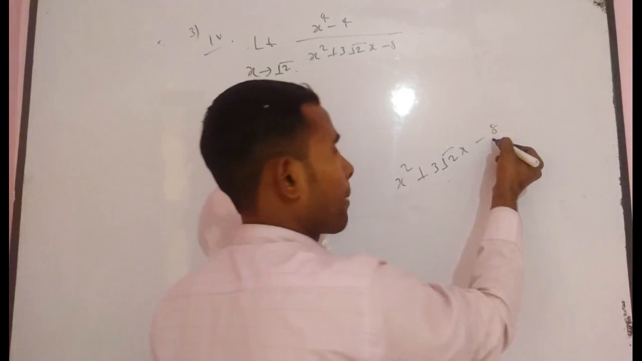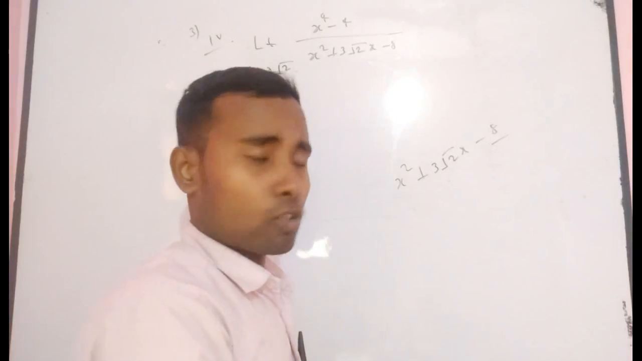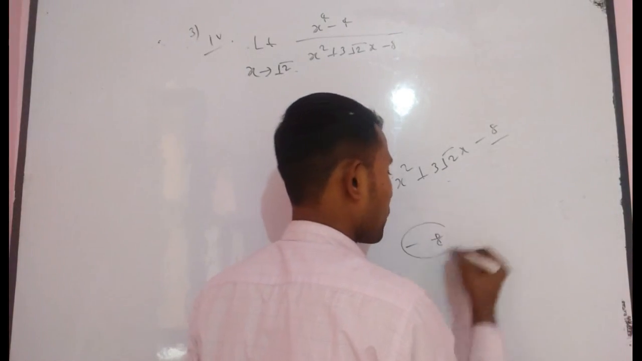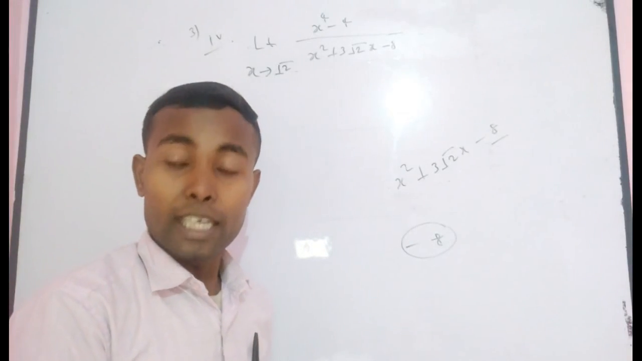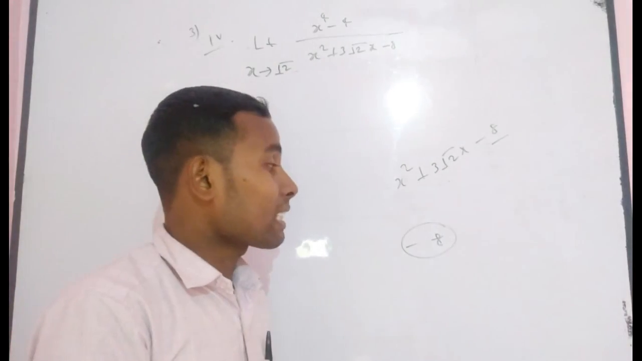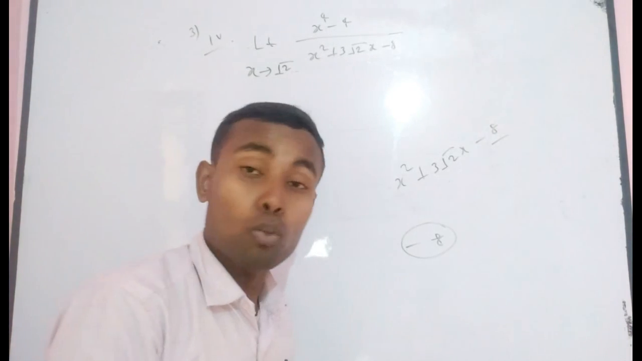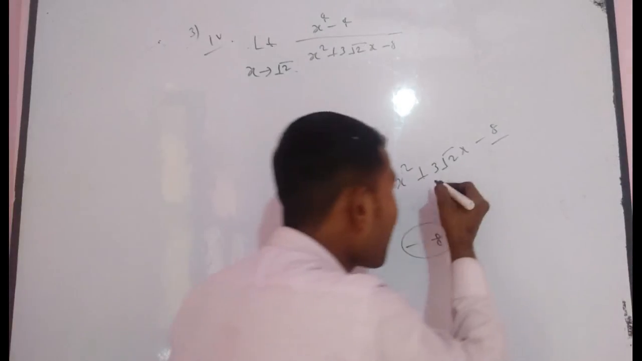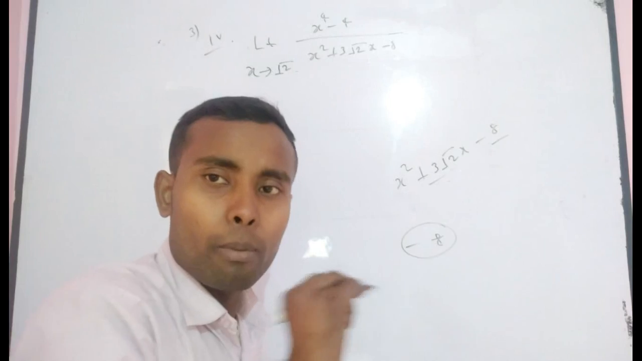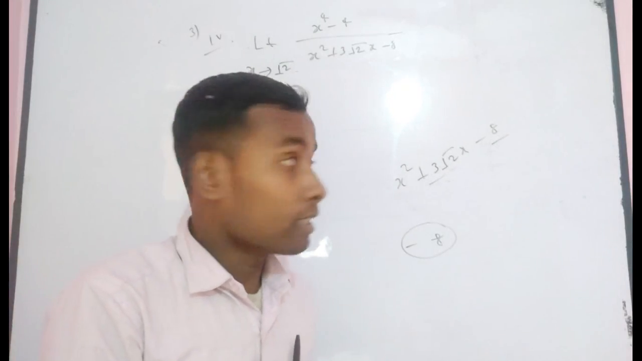Firstly, you have to multiply minus 8 by this term. That means the constant term you have to multiply by the coefficient of x square. Then you get minus 8. Now, you have to split minus 8 as two terms whose sum will be 3 root 2, but whose product will be minus 8. Because here there is a root 2.